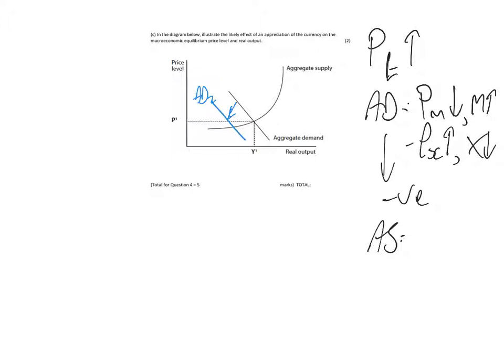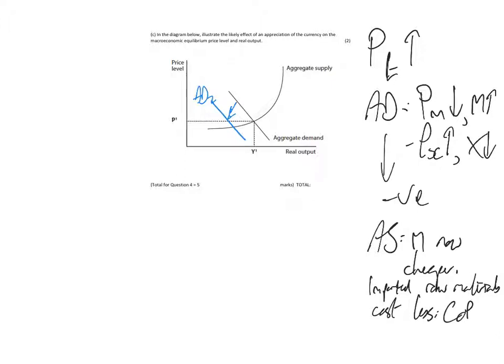We've talked up here about the price of imports. What this would mean is that any imported, so our imports are now cheaper. So imported raw materials now cost less, and so the costs of production for firms will fall, and what that will mean is that we get an outward shift in aggregate supply as a result of a stronger currency.